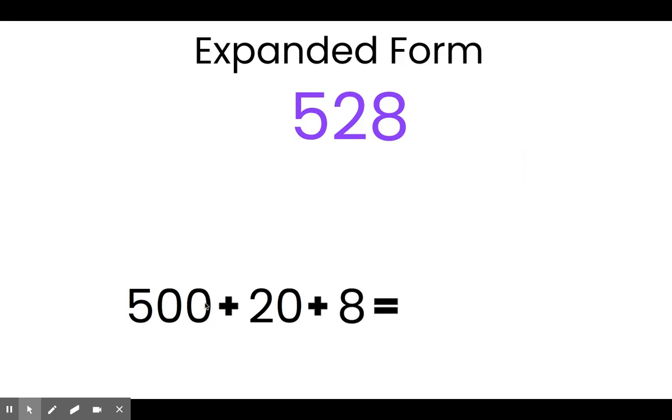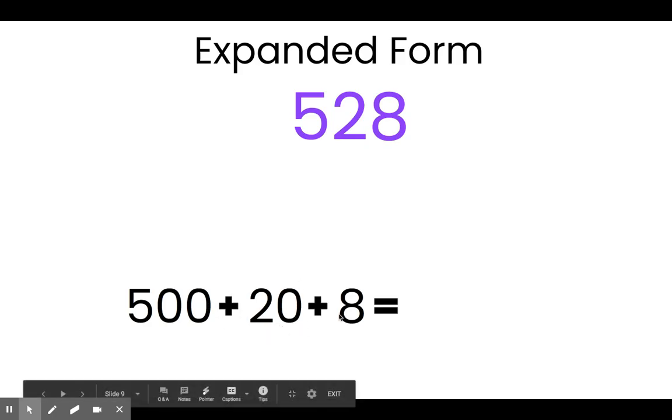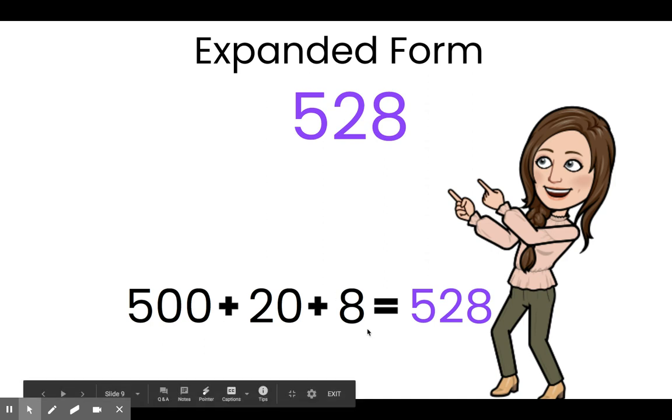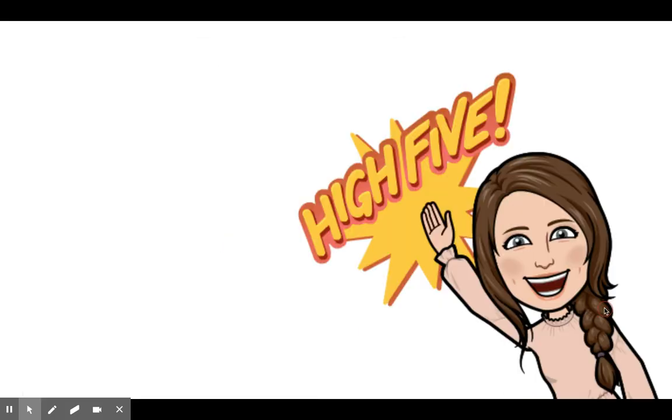We have 500 plus 20 plus 8 equals 528. It's the number that we had up there. We're just writing it in expanded form. This 5 had the value of 500. This 2 had the value of 20. And this 8 had the value of 8 ones. We've expanded it, showing what each digit is worth. That's expanded form. And when we push them back together, we get 528. That's expanded form.